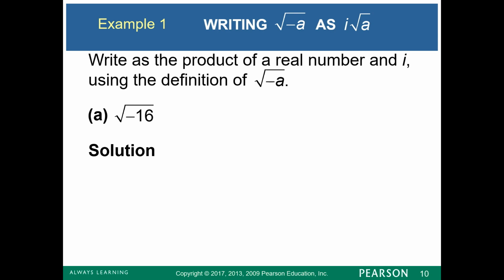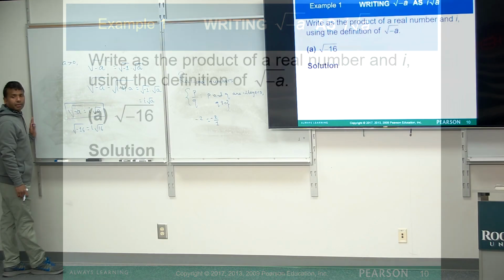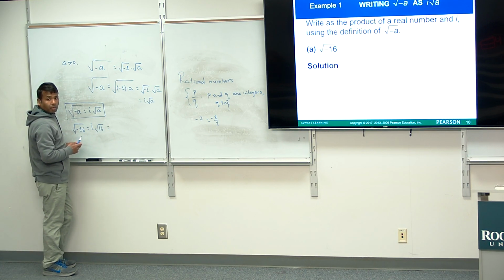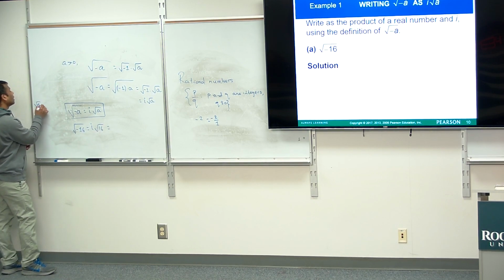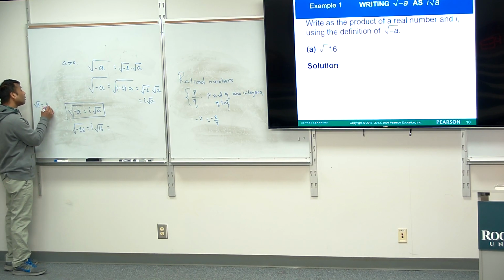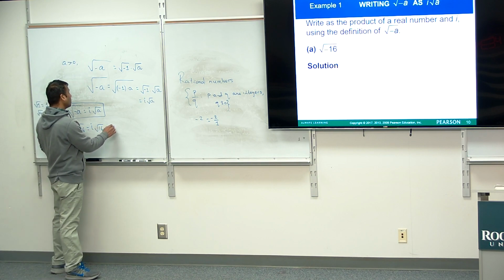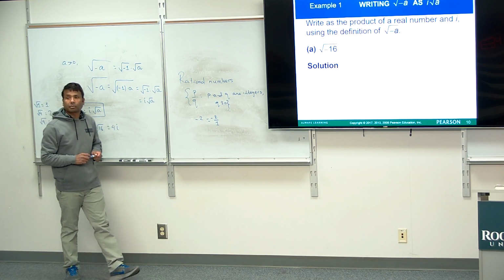The radical of -16 is the same as i radical 16, right? So what is the square root of 16? What is the square root of 1? 1, right? What is the square root of 4? 2. What is the square root of 9? Radical 16 is 4, right? So it is 4i. Got it?